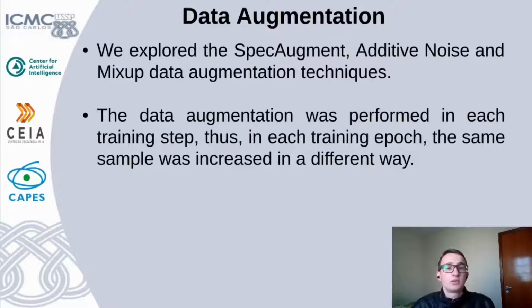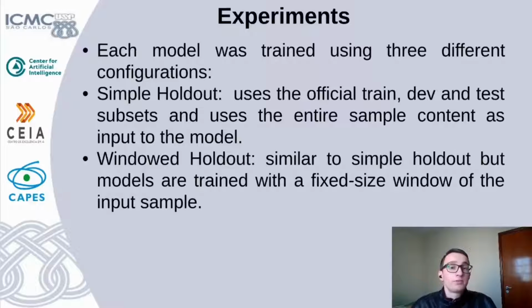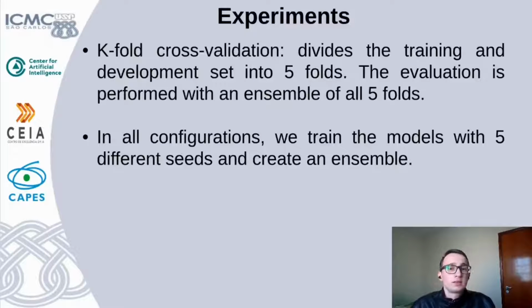The data augmentation is performed at each train step, thus in each train epoch, the same sample is augmented in a different way. Each model was trained using three different configurations. Simple handout uses the official train, dev, and test subsets, and uses the entire sample content as input to the model. Windowed handout is similar to simple handout, but the models are trained with a fixed-size window of the input sample. K-fold cross-validation divides the train and development set into 5 folds. The evaluation is performed with an ensemble of all 5 folds. In our configuration, we train the models with 5 different seeds and create an ensemble for the evaluation.